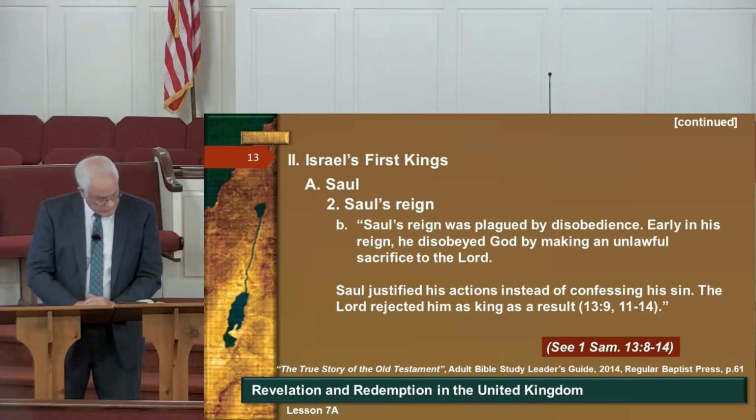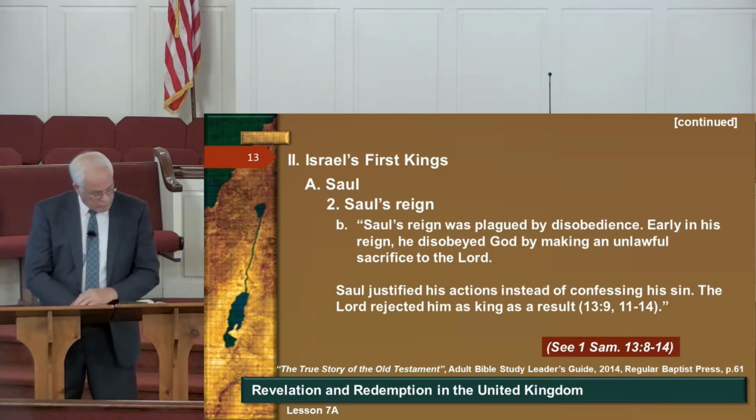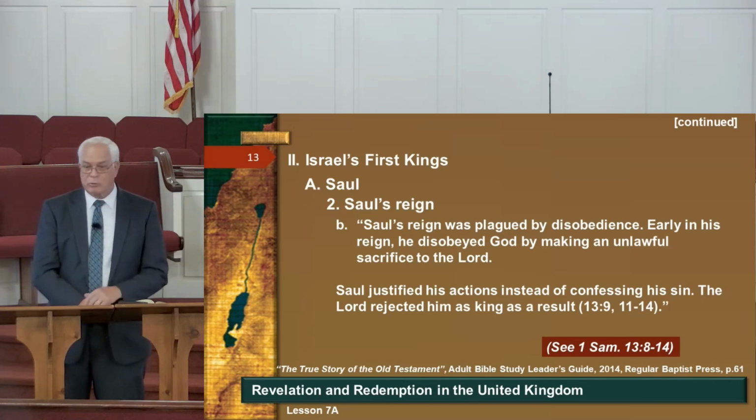To wait. And in verse 8 it says, and he tarried 7 days according to the set time that Samuel had appointed. But Samuel came not to Gilgal, and the people were scattered from him. And Saul said, bring hither a burnt offering to me, and peace offerings. And he offered the burnt offering. And it came to pass that as soon as he had made an end of offering the burnt offering, guess who shows up? Samuel shows up.